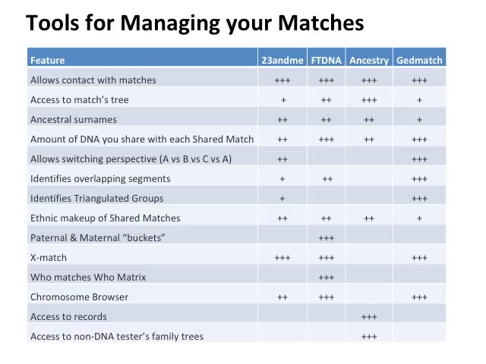You can also identify overlapping segments, identify triangulated groups on GEDmatch, and look at the ethnic makeup of your shared matches. Dividing your matches into paternal and maternal buckets is only available on Family Tree DNA. XMatch is not available on Ancestry. The Who Matches Who matrix is available on Family Tree DNA. Chromosome Browser on Family Tree DNA, not available on Ancestry. Access to actual genealogical records is only available via Ancestry. And access to non-DNA testers' family trees, only available on Ancestry.